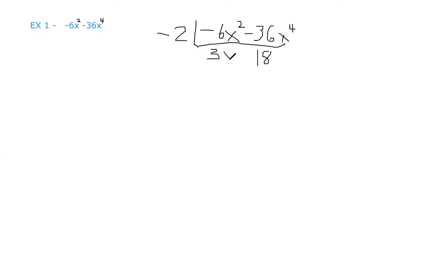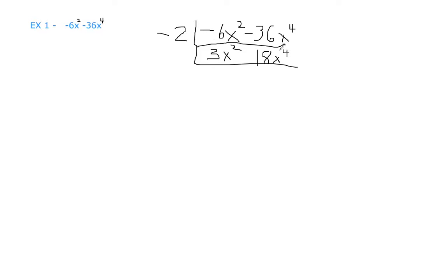Okay, what do I do next? Bring down my variables, good, because we're going to work with them next. So we've got x squared and x to the 4th. Okay, good. Alrighty, and then we write our next ladder step. Okay, so let's work with these variables.